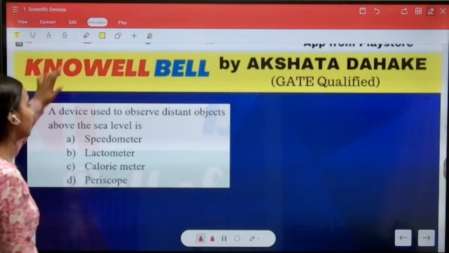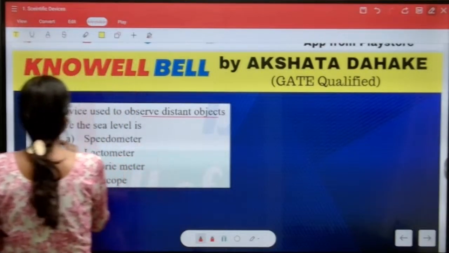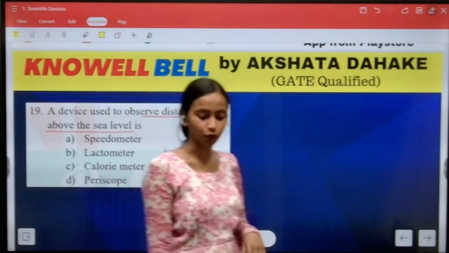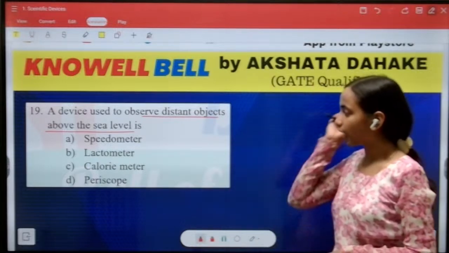Question number 19. The device used to observe distant objects above the sea level. Which device do we use in order to observe distant objects above the sea level?